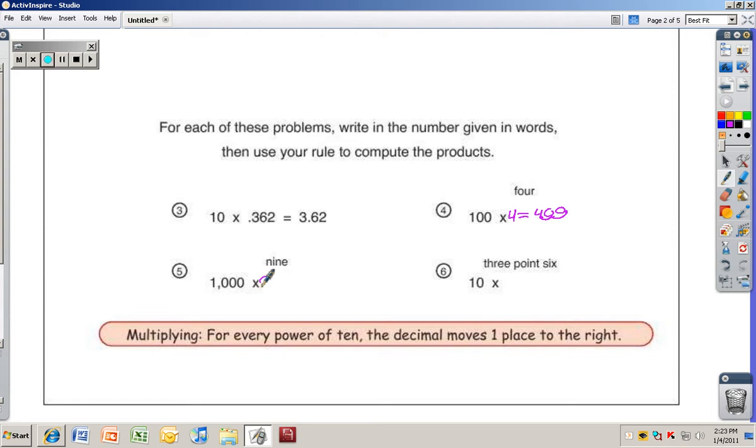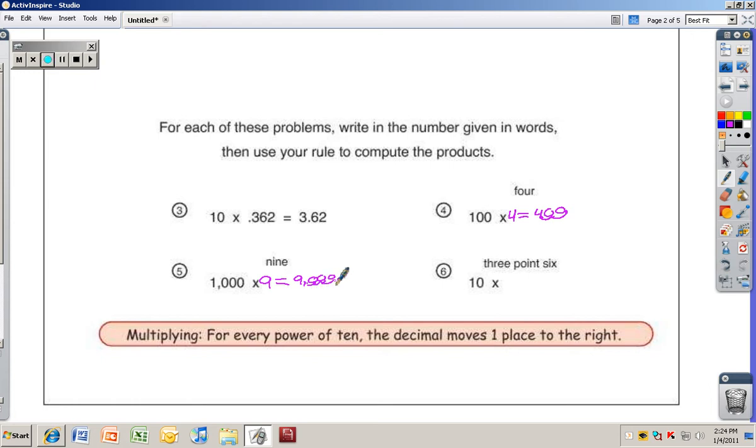100 times 9 equals 9,000. Right? So that's pretty simple. The point starts here, and 1, 2, 3. Exactly. So the answer is 9,000 because it moves over 3 spots.